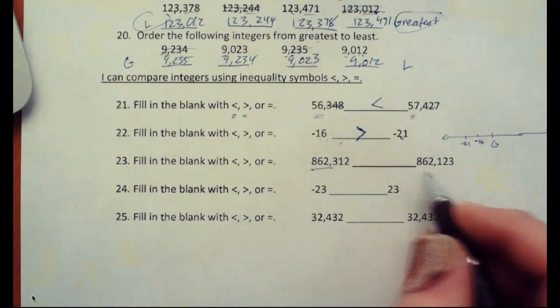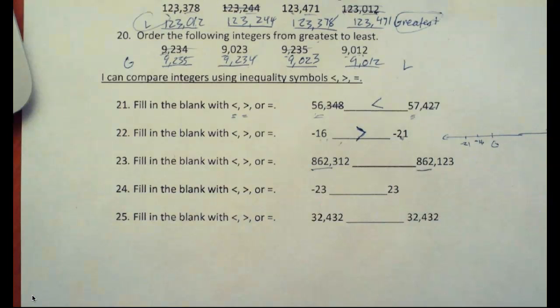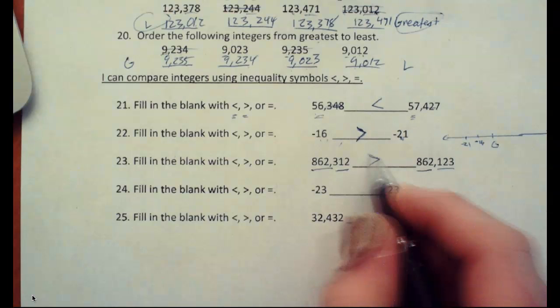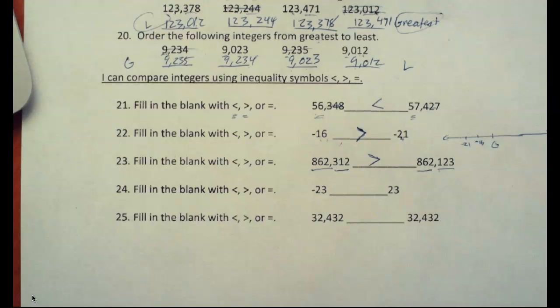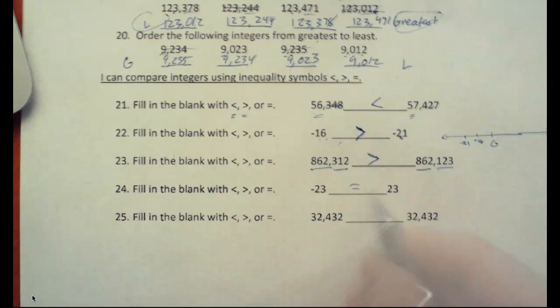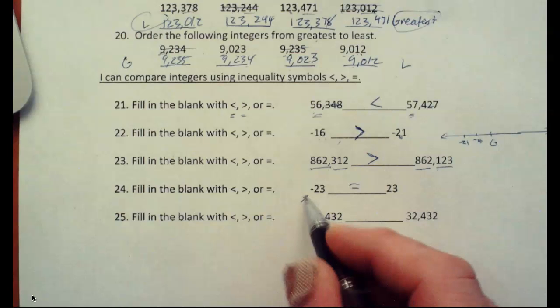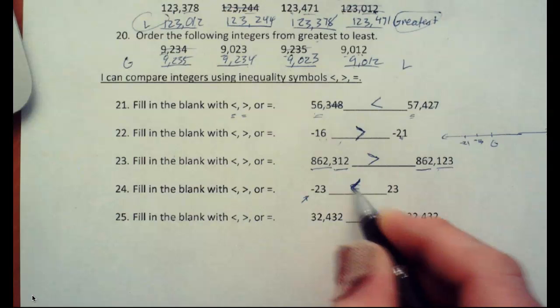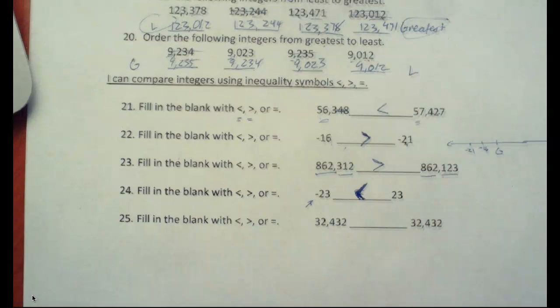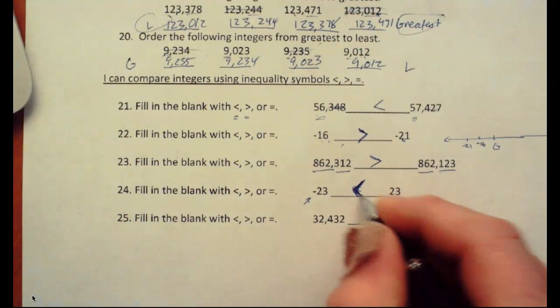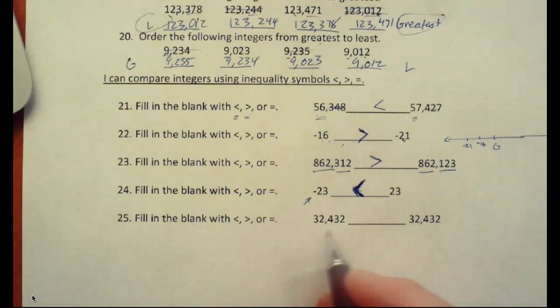All right, let's take a look here. We have 862,000, 862,000. Those are the same. 312, 123. This one is bigger because it's 300, and this is 100. Negative 23 and 23. I know you want to say that these are equal. No. It's got a negative sign. Anytime you're comparing a positive and a negative, the positive is always going to be greater than the negative. Okay? A little bit of 7th grade math. We're just kind of getting you to lead into that. We'll do lots of negative numbers next year.